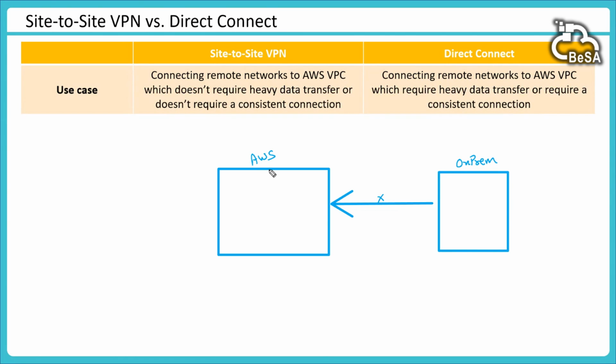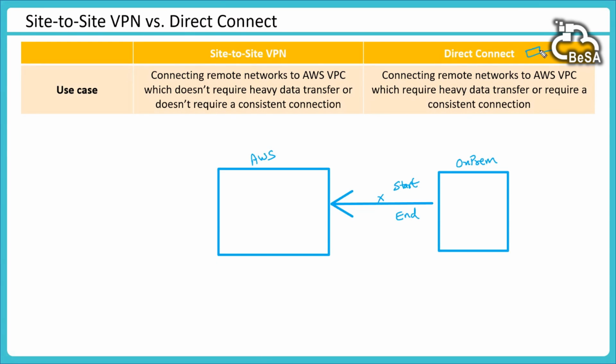When you do not require heavy data transfer or a consistent connection, then you can use site-to-site VPN, because you start your VPN when you need that connection. Once your work is done, you tear it down and end the connection. So that is a good use case.